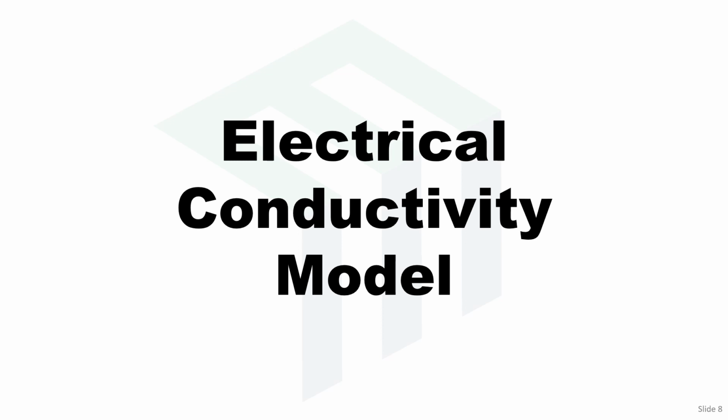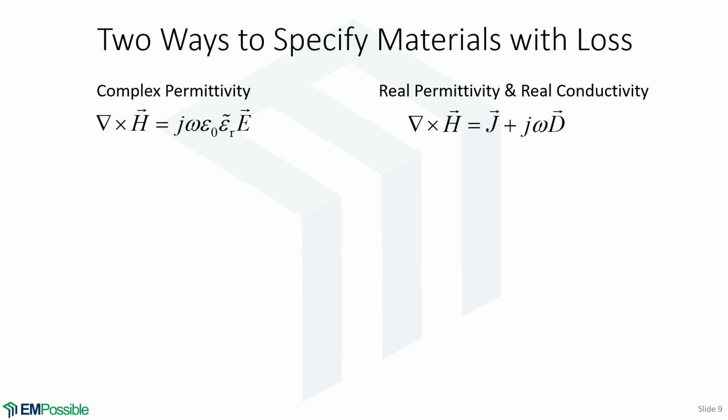Let's think of the Drude model in terms of the electrical conductivity. So we really have two ways of specifying materials with loss. In one world, we have a complex permittivity. In another world, we will have a real valued permittivity and a real valued conductivity. So how do we get there?